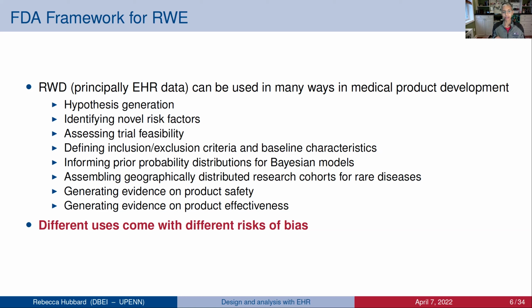When we get down to the bottom of the list, we start to think about generating evidence on product safety and particularly product effectiveness. This is really a challenging thing to do with EHR data, and it has been done to a limited extent so far in some special cases like oncology drug development for very rare cancers with no treatment options. But for the most part, the FDA has been really, really cautious about allowing people to use EHR data in demonstrating the relative effectiveness of different medical products, I think for pretty obvious reasons.